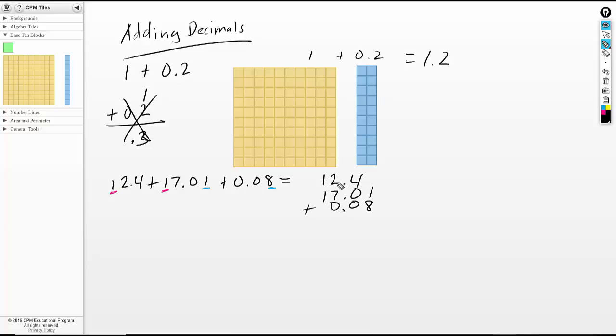If we need to, we could say that 12 and 4/10 has 0 hundredths, or 40/100ths. So we'll go and add that up. We have 1 plus 8 is 9 total hundredths, 4 total tenths, 9 ones, and 2 tens. So the sum would be 29 and 49/100ths.